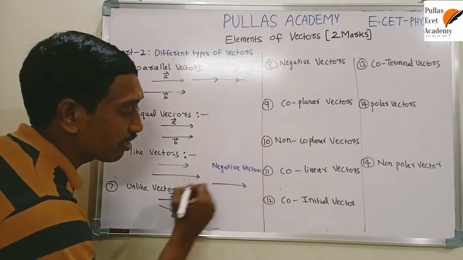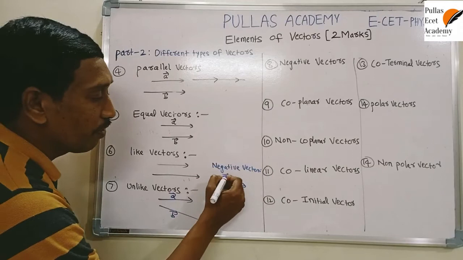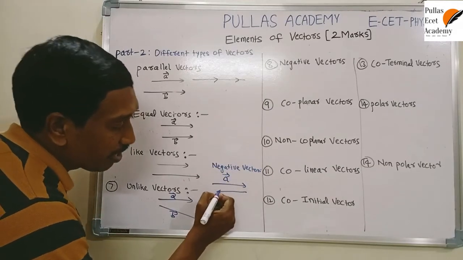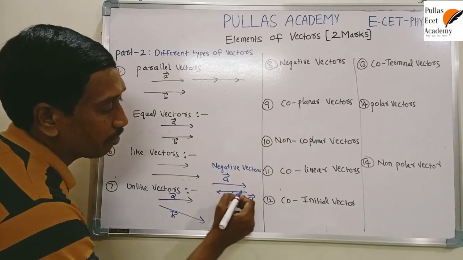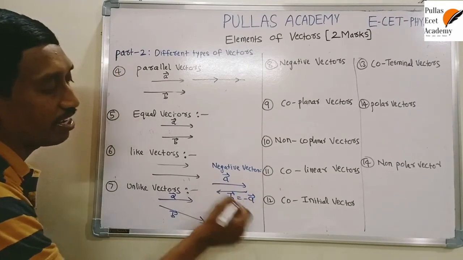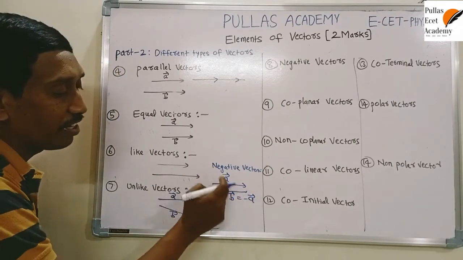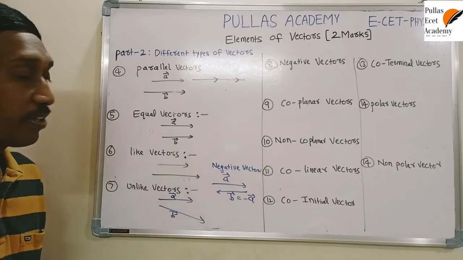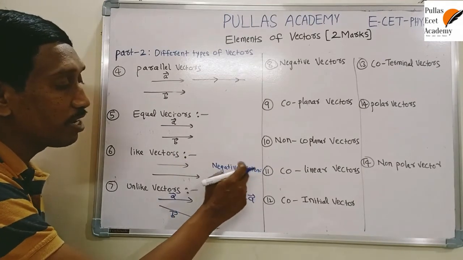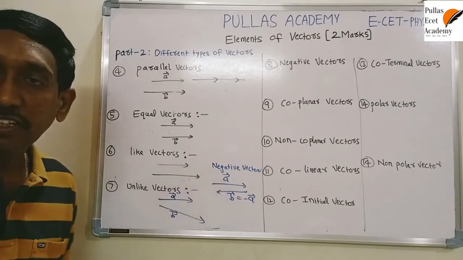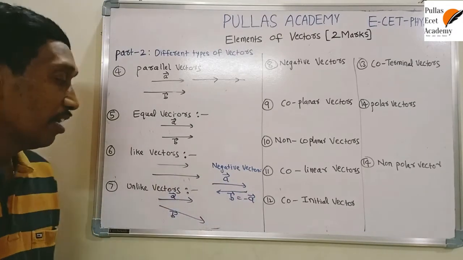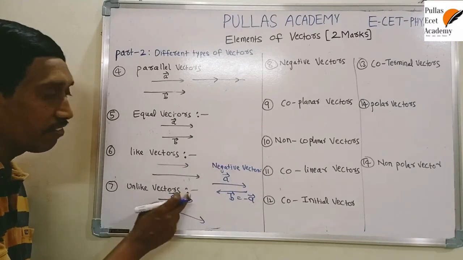Suppose this is given vector a bar. If you write a vector in the opposite direction, this b bar is equal to minus a bar. Just the magnitude is the same, and the direction is opposite. A vector with the opposite direction and the same magnitude is called a negative vector. This is about the negative vector. Negative vector stands for unlike vectors.